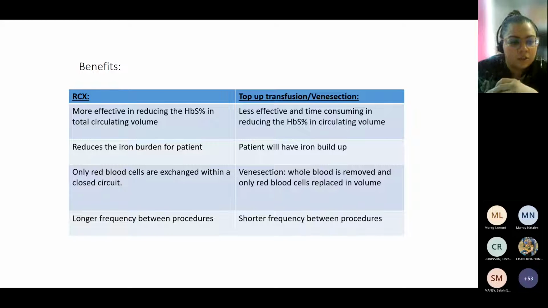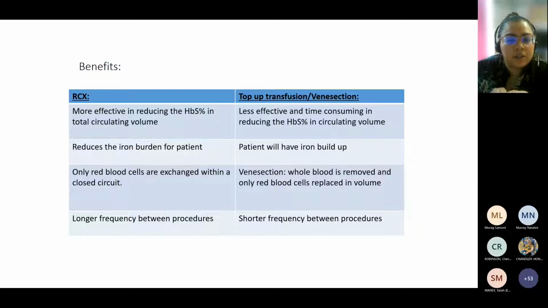Red cell exchange, as John touched on earlier, reduces iron burden for patients. So it's an iron neutralizing procedure in the sense that you're taking out red cells and putting in red cells at the same time. So you're not adding to the iron burden that blood provides. Whereas with a top-up transfusion, you're just putting in. So that's going to build up on the iron stores that the patient has and provide complications for them, which I'll touch on later.